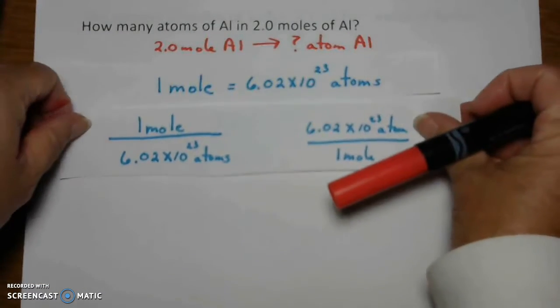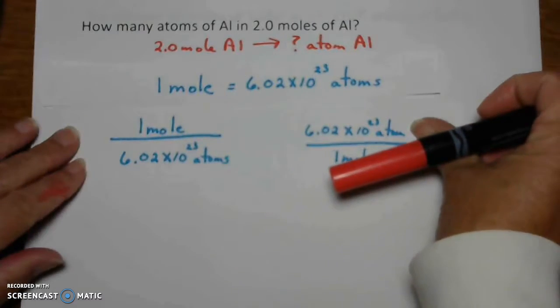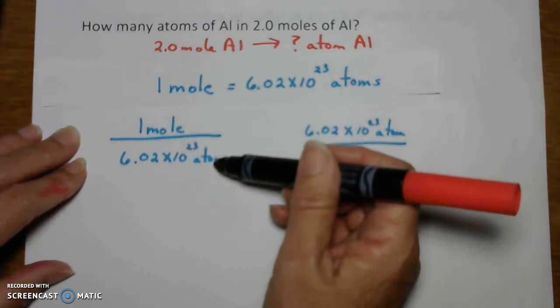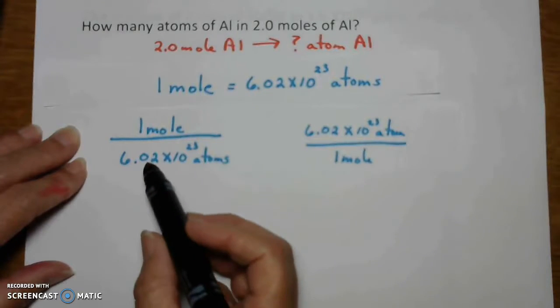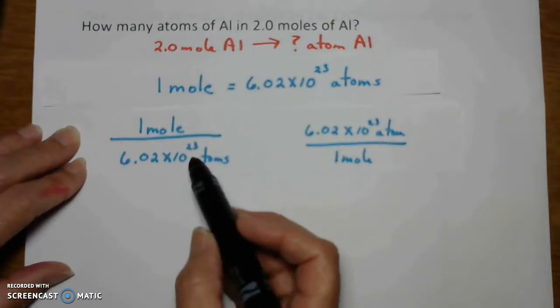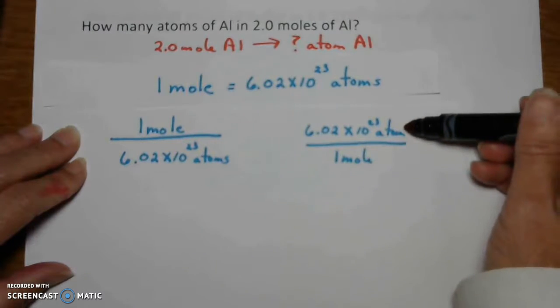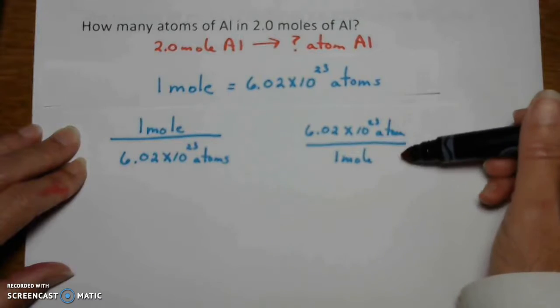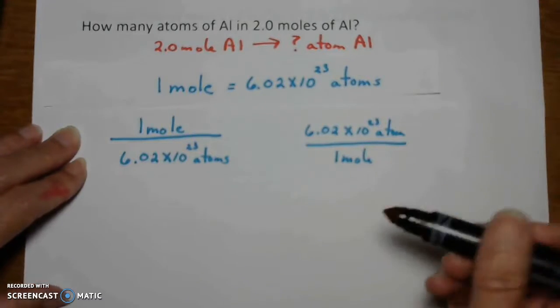And we can use that equality to write 2 conversion statements. We can either put 1 mole over Avogadro's number, which is the 6.02 times 10 to the 23rd, or we can put the Avogadro's number, 6.02 times 10 to the 23rd atoms, over 1 mole.